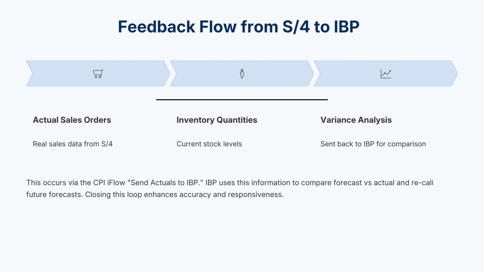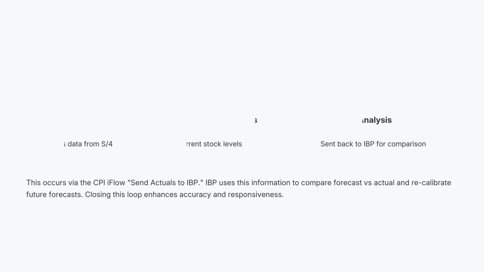Feedback flow from S4 to IBP. Once customer orders and goods movements occur, S4 sends this data back to IBP using the Send Actuals to IBP iFlow. IBP then compares forecast quantities against actual consumption and stock positions. This feedback loop allows the next forecast cycle to be more accurate, a key advantage of continuous planning.